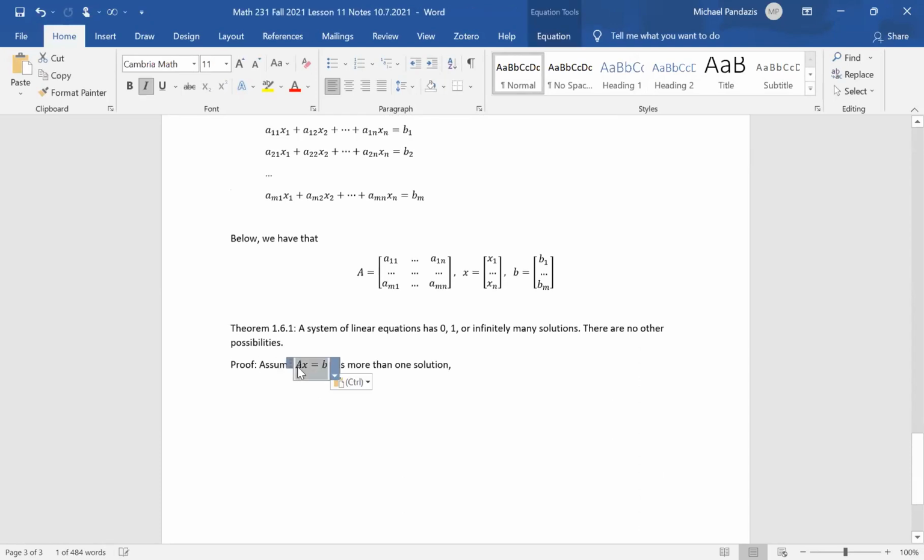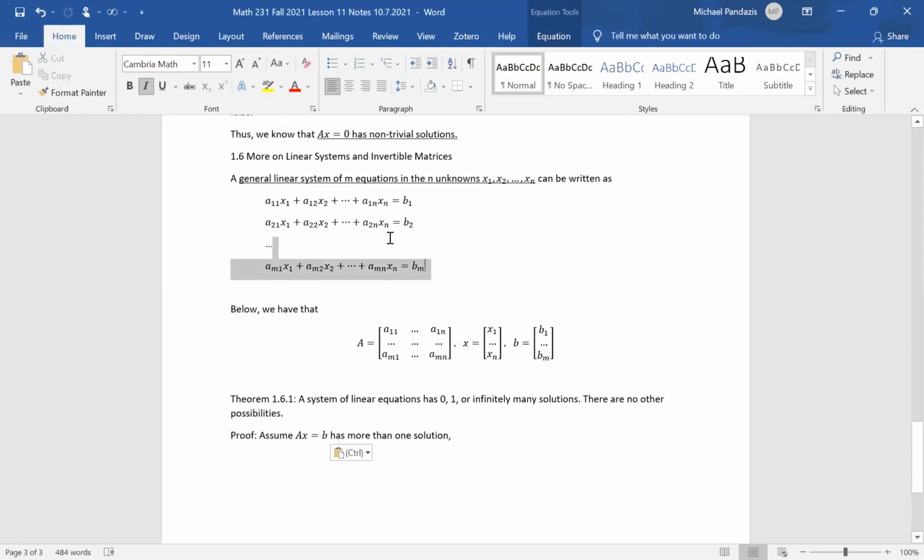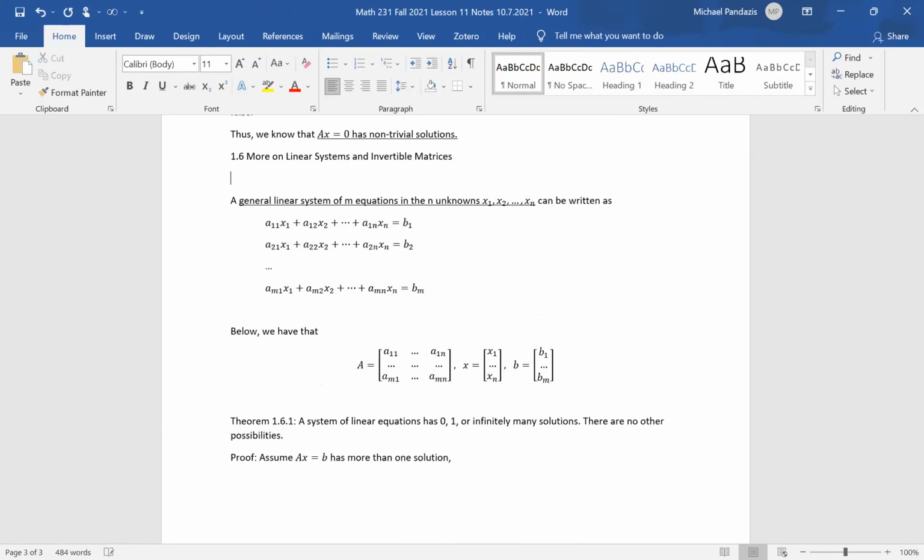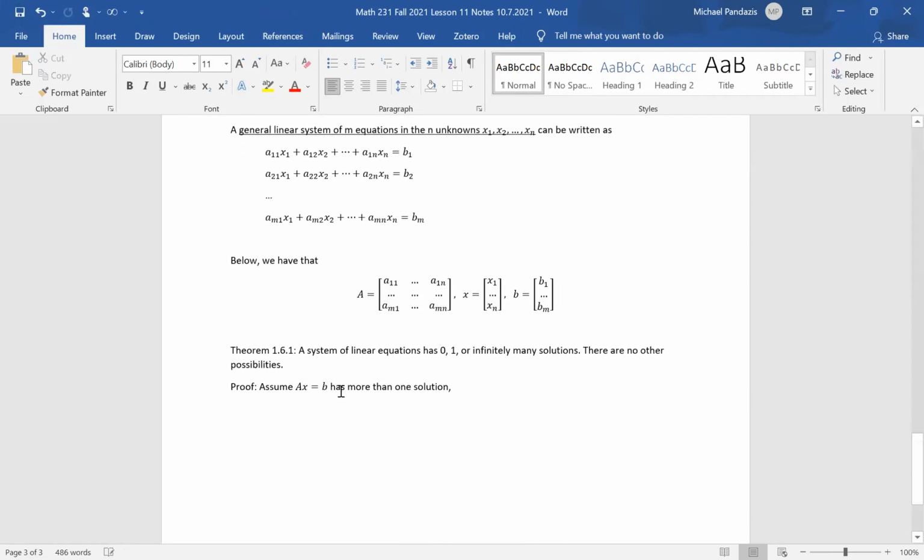This matrix equation represents a general linear system of m equations and n unknowns using these matrices. So AX equals B is a matrix representation for a general linear system of m equations and n unknowns. Okay, so that was a brief review, explaining the matrix equation AX equals B.